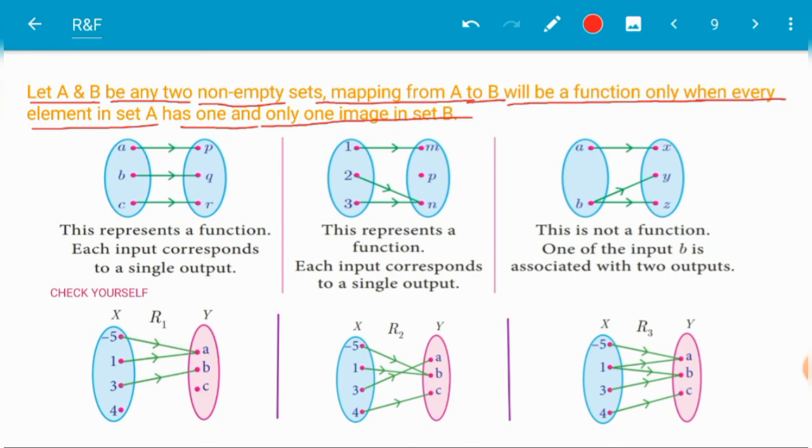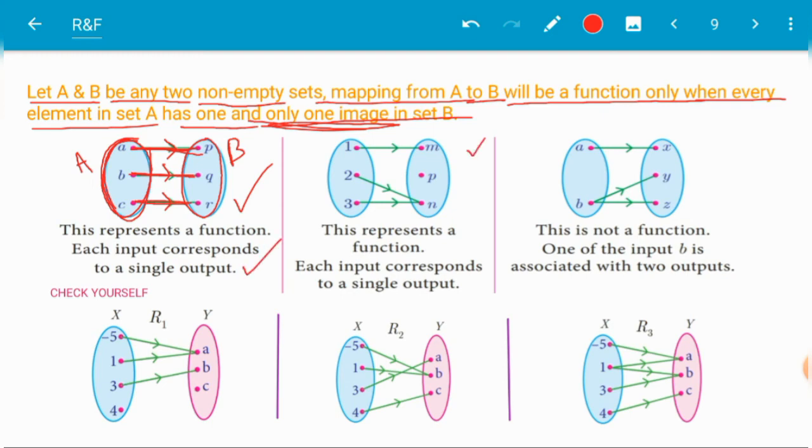Image means it should map to only one element in set B. So look at the first diagram. This is the first set A, and this you can take as B. In A we have a, b, c. In B we have p, q, r. Look, a is mapping to p, b is mapping to q, c is mapping to r. So every element of A, that is a, b, c, is mapped, and you have to see one image only. Yes, a is mapped to only p, b is mapped to only q, c is mapped to only r. So it is a function.